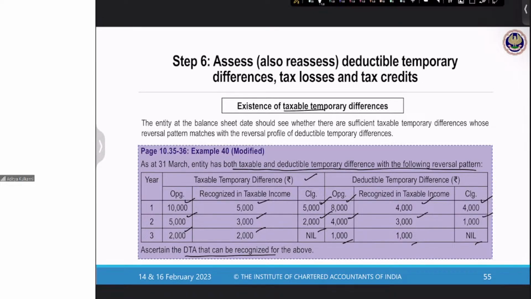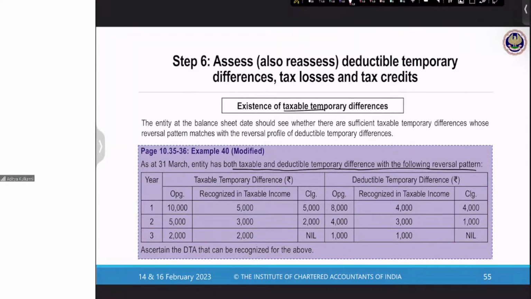Okay. So what I have to look at is, in the future, I have 4,000 deductible difference, which is getting reversed. 4,000 getting reversed means, think of it like this: you are going to get a deduction of 4,000 in the future. That means your taxable profit will go down by 4,000. So correspondingly, you will have a taxable temporary difference. So let us think of it like this.